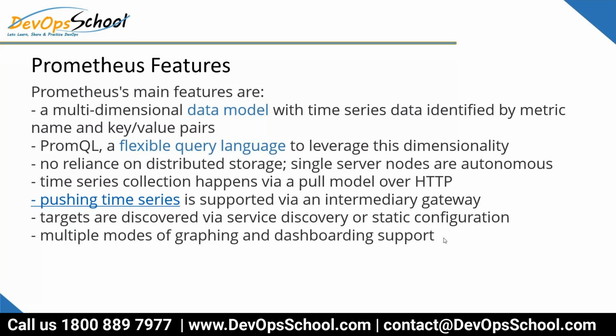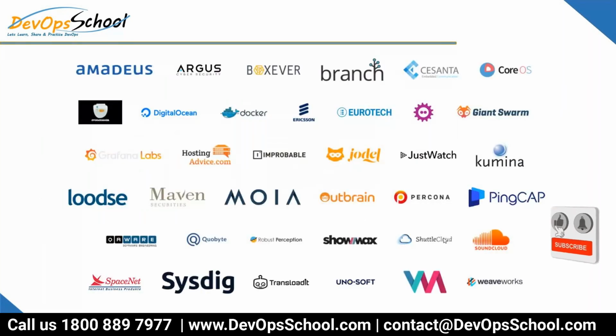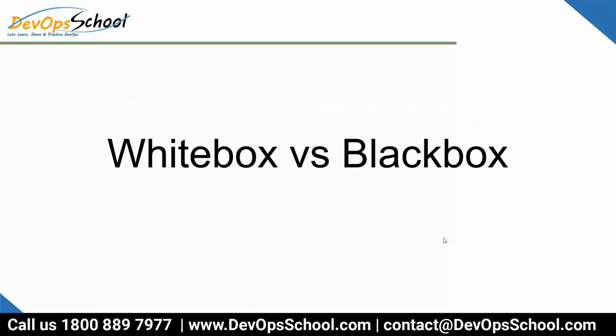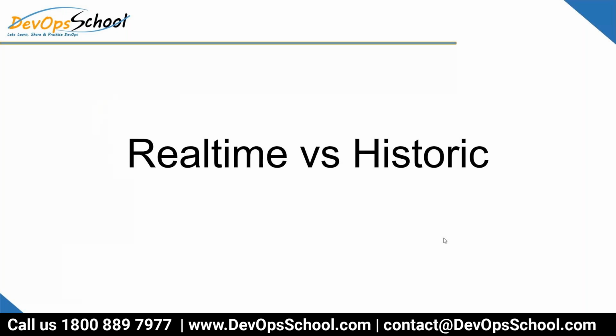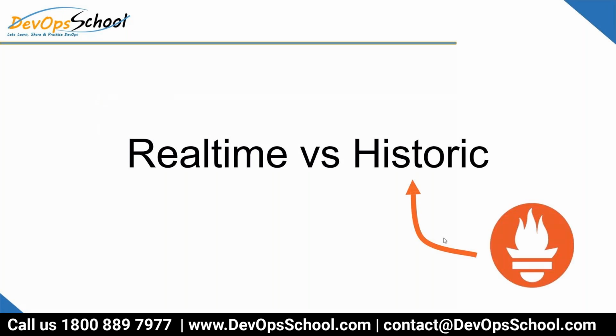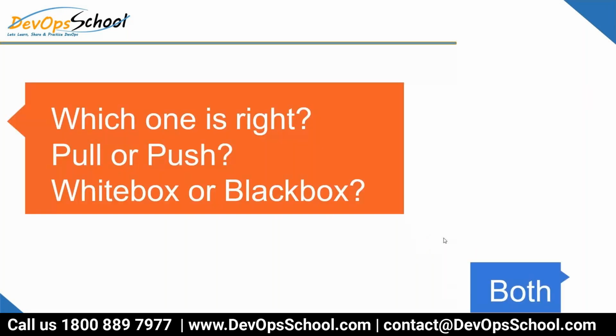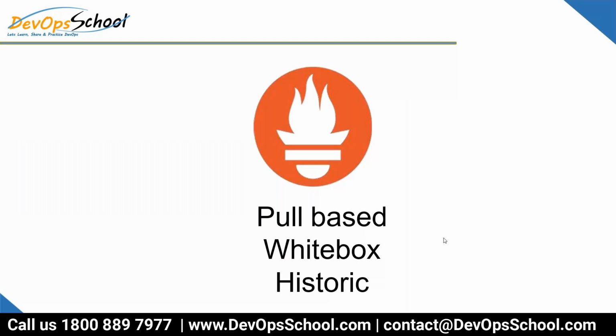White box versus black box. As I said, in the monitoring world there's pull versus push, white box versus black box, and real time versus historic. Prometheus is white box, pull based, and it gathers historic data. Which one is right, pull or push, white box or black box? Lots of discussion can happen about this. Both are good. Ultimately, Prometheus is a pull-based white box and it gathers historical data.